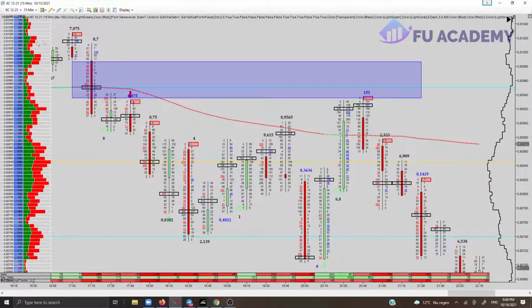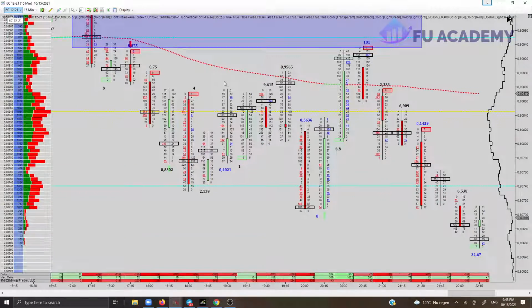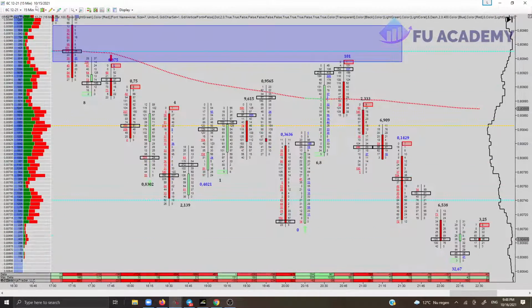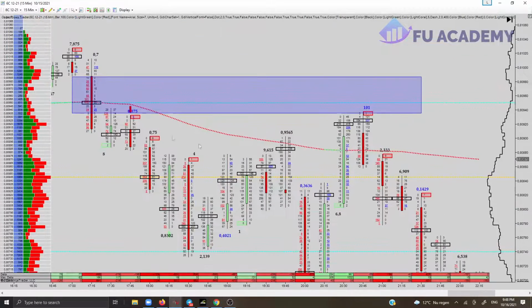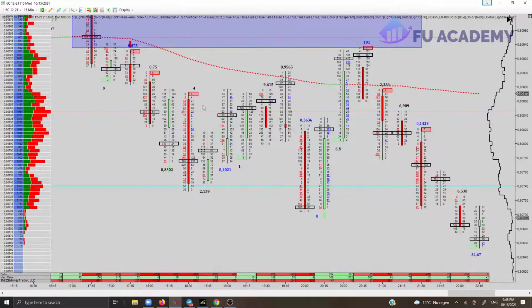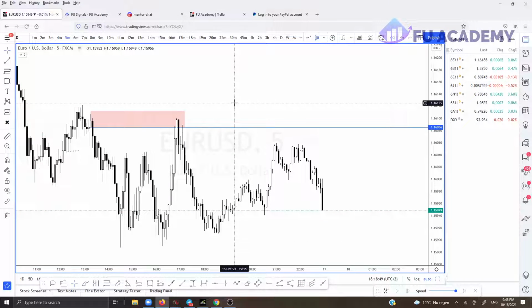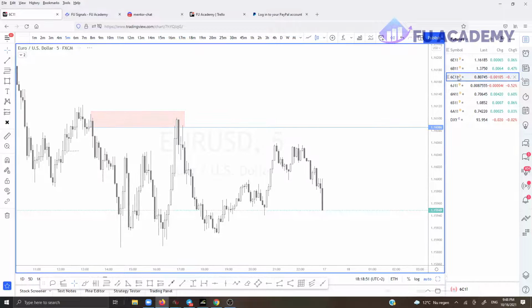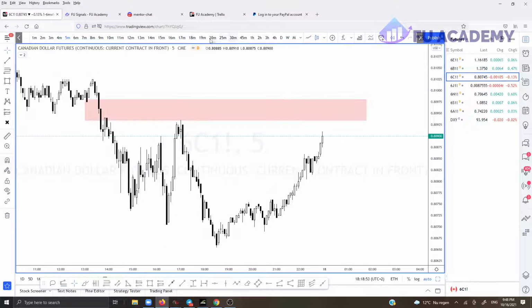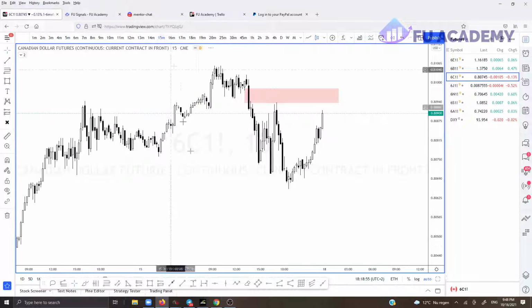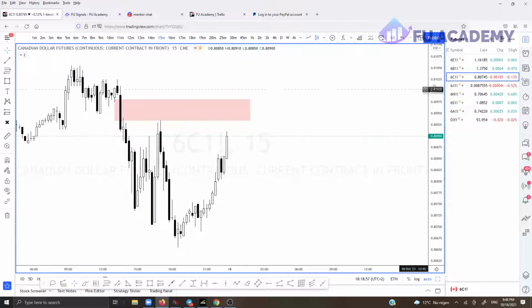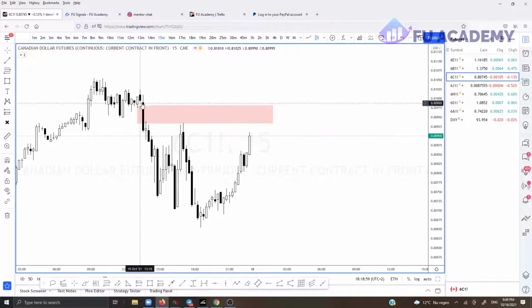So if you see, this is a 6C chart. 6C is nothing but CAD futures. So when we trade Forex, we can look for these CAD futures data with order flow, and then we trade the opposite side of USD CAD. If I'm also opening the CAD futures from TradingView, then on M15 you see this sharp drop.